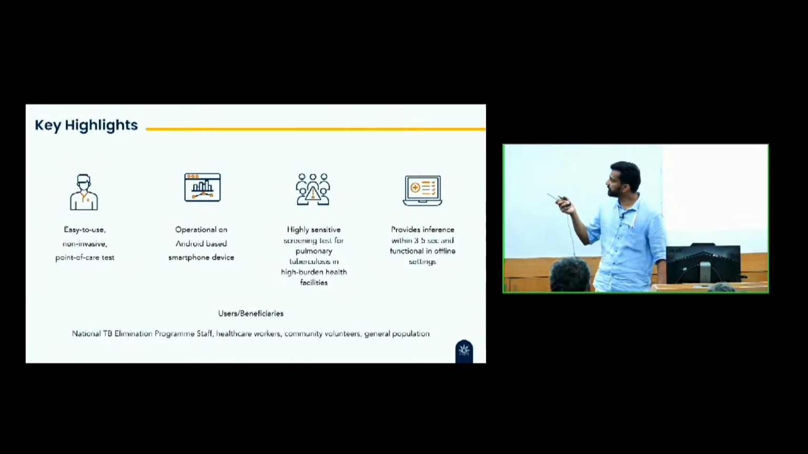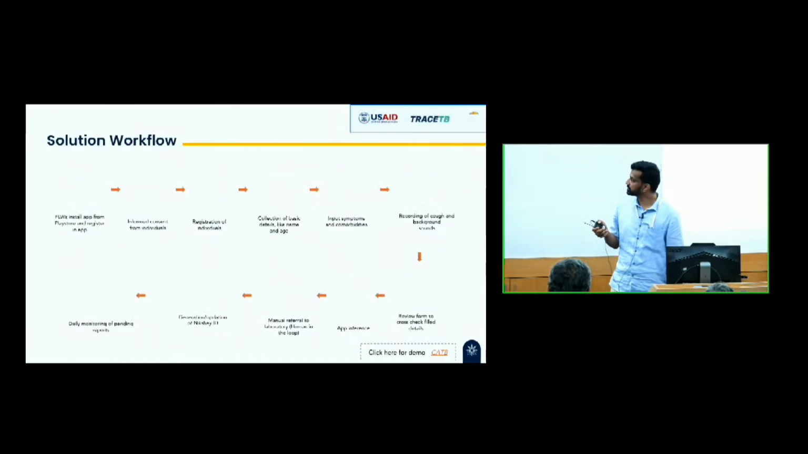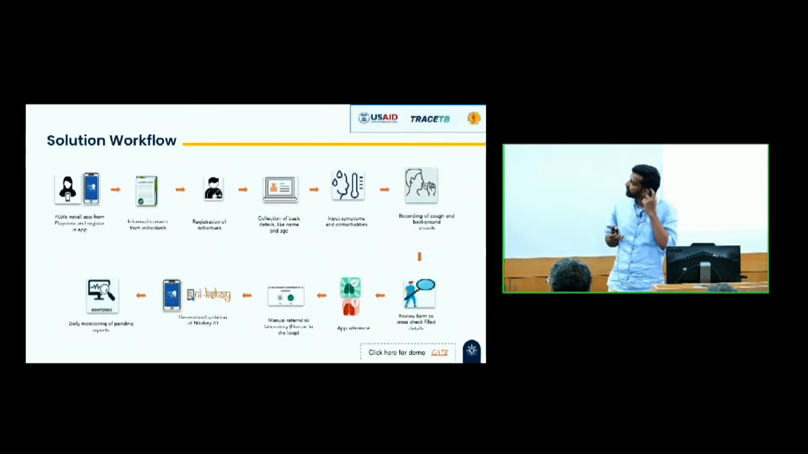Who uses it? As we have mentioned, National TB Elimination Program staff, healthcare workers, community volunteers, and the general population. But it's not available for the general population. It's always done in a screening place where a healthcare worker or a doctor uses this app. So this is the workflow. You cough into this tool, you enter all the necessary details about your symptoms and comorbidities, and the healthcare worker sitting there checks that every detail is entered correctly, and the app makes an inference.